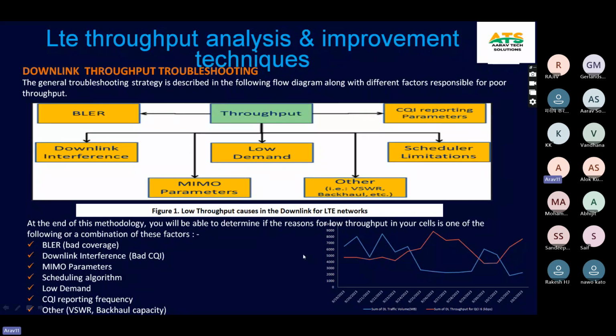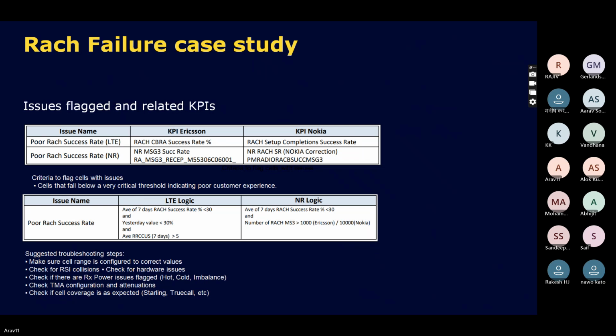We will discuss a few case studies in 4G and 5G. First, we'll discuss RACH failure. Normally in a network, there are two types of RACH, that is contention based and contention free. So here the issue flagged was poor RACH success rate in LTE and NR as well. The write RACH success rate was poor.